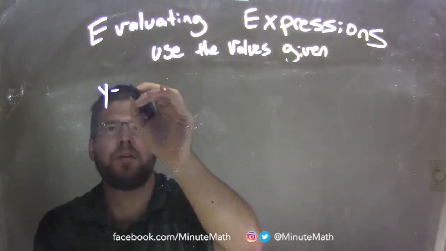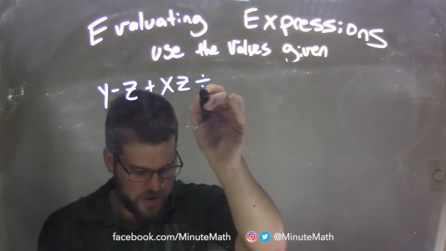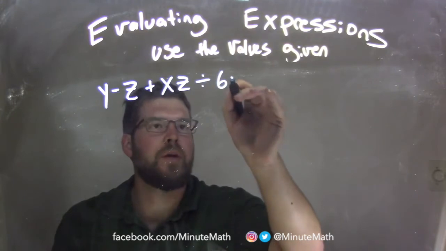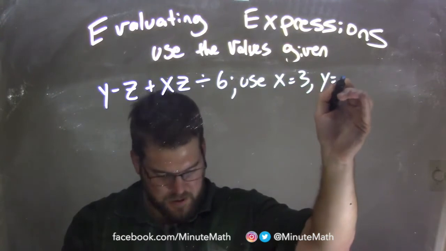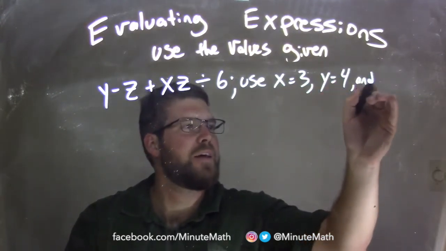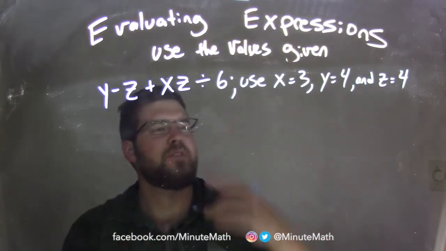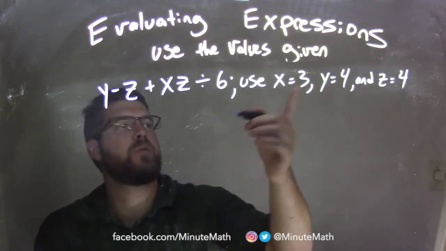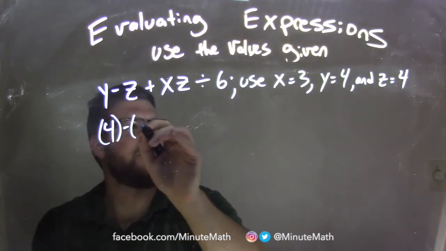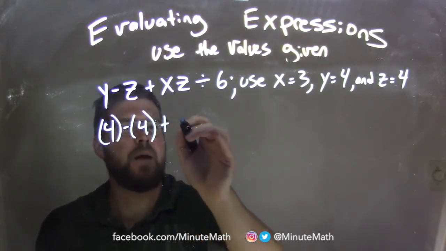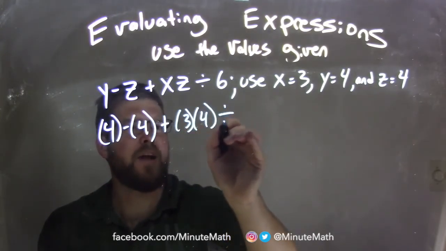Y minus z plus xz divided by 6. And we want to use x equals 3, y equals 4, and z equals 4 as well. So our first step, let's substitute everything in. Alright, so x is 3, y is 4, and z is 4. So y is 4, so 4 out here, minus z, which is 4, plus x times z, well, x is 3, z is 4, and we divide it by 6.